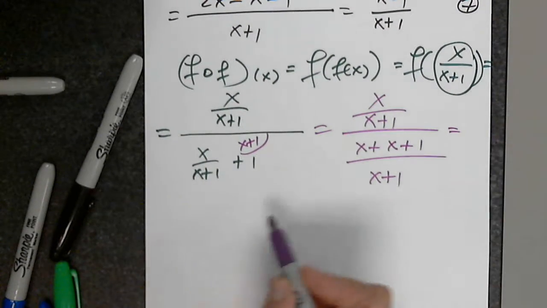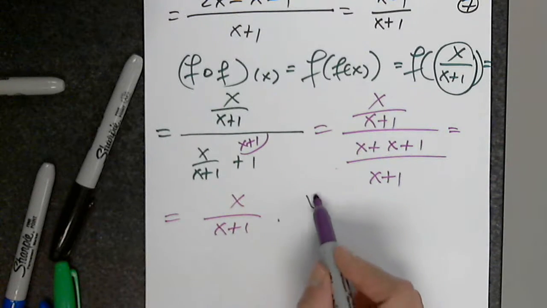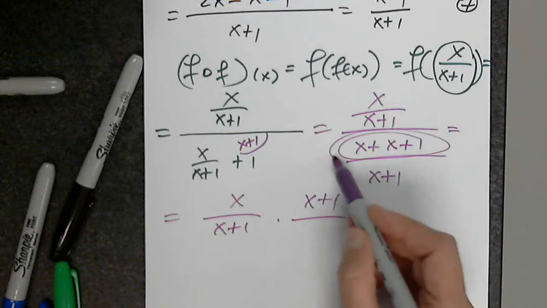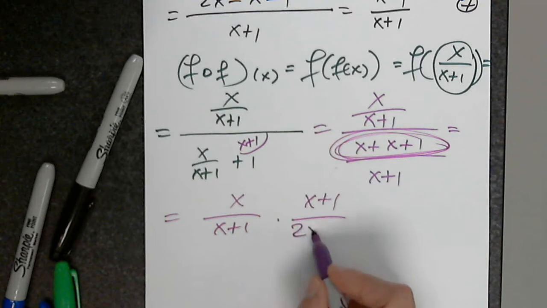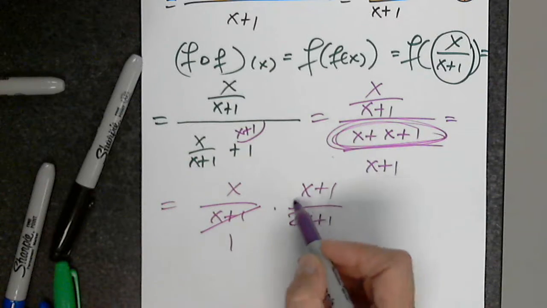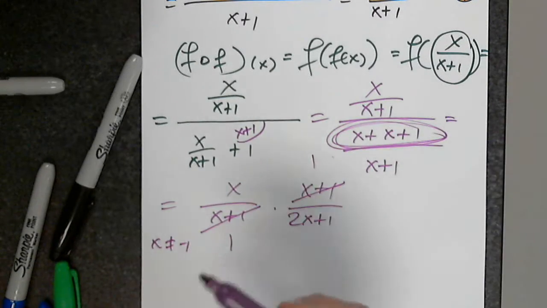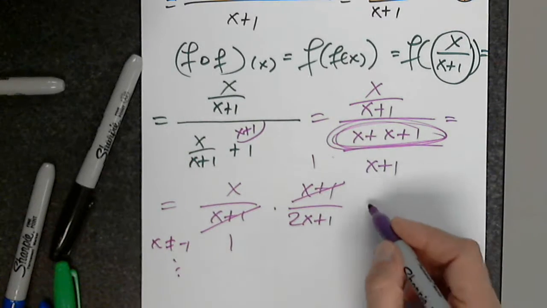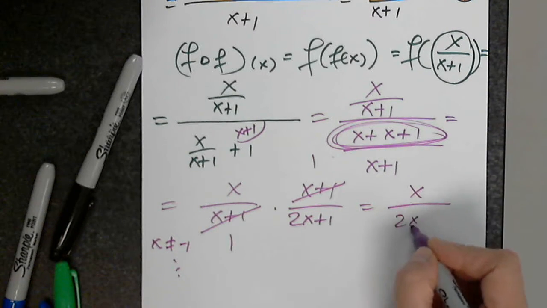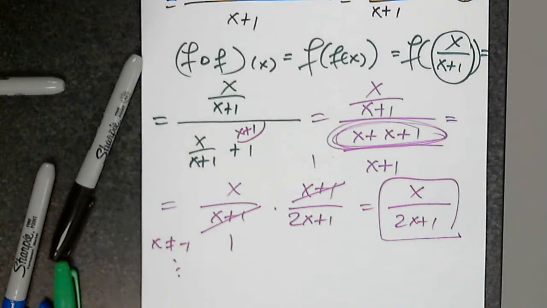So therefore, x over x plus 1 times x plus 1, and now I combine like terms here, 2x plus 1. Yes, I should state a restriction. I should write x not equal -1 and x not equal 0 and so on and so forth. There are a lot of restrictions here. So the simplified form appears to be this, of f comp f.